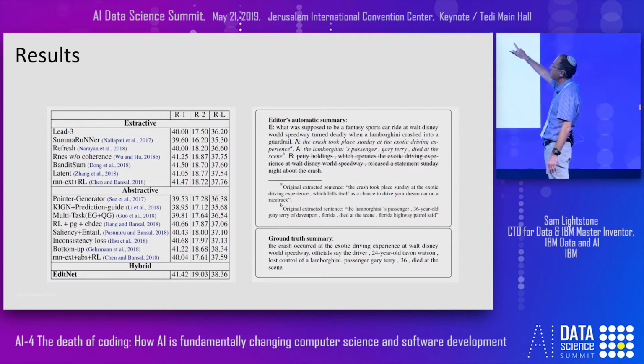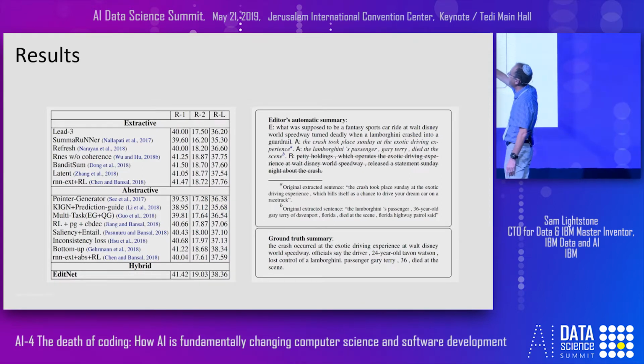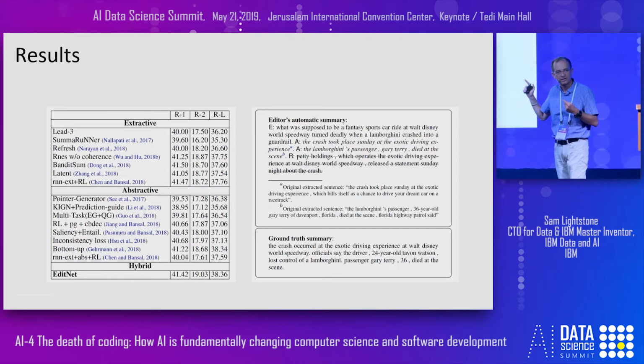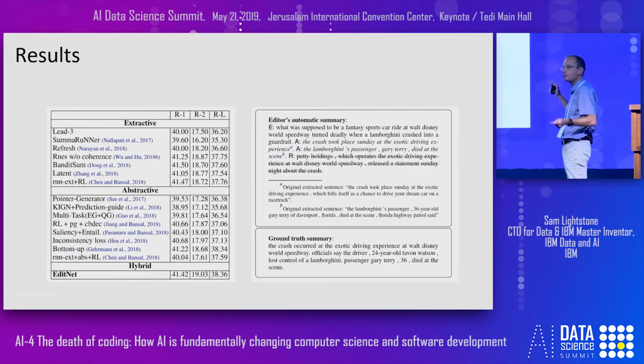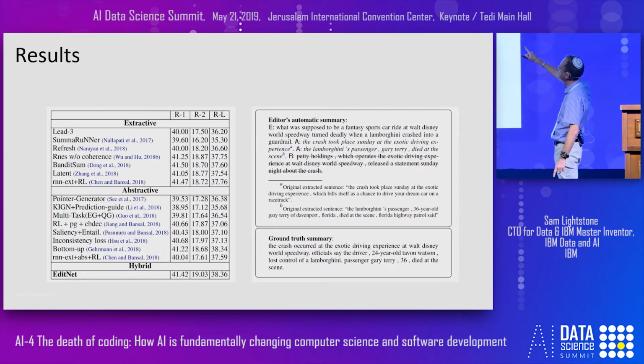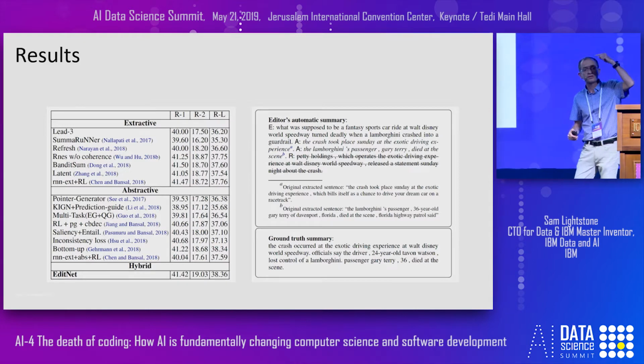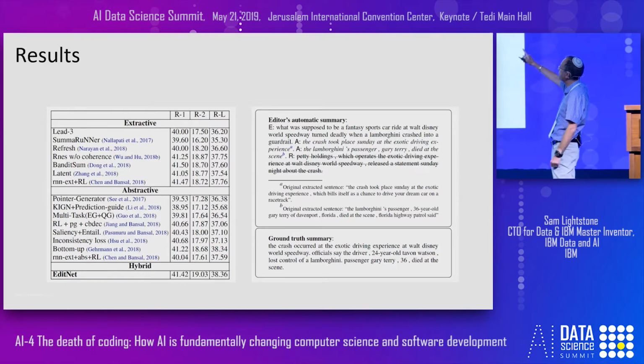The second sentence has been abstracted. So the source sentence was here, A, you see? The crash took place Sunday at the exotic driving experience, which bills itself as a chance to drive your dream car on a racetrack. This is a source sentence. And then the network was able to abstract this sentence to the crash took place Sunday at the exotic driving experience. Okay? So, for example, it removed some part that was redundant, as compared to the first sentence.